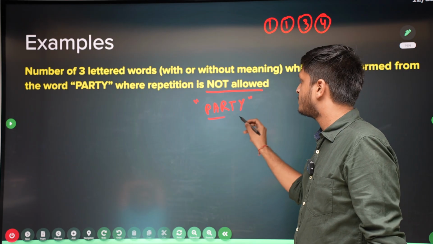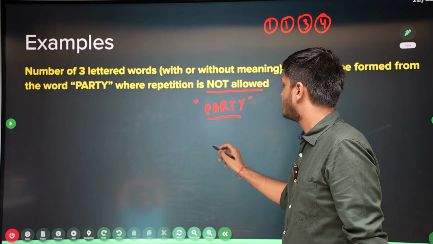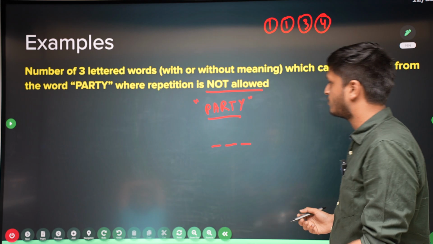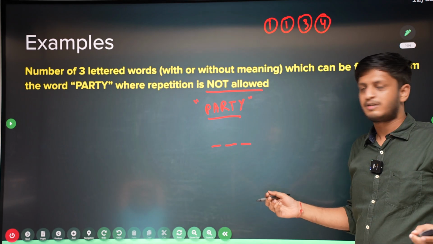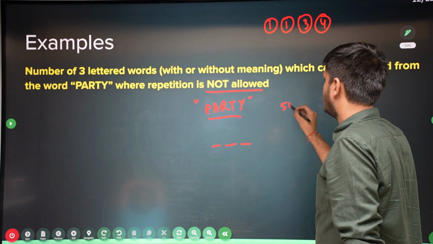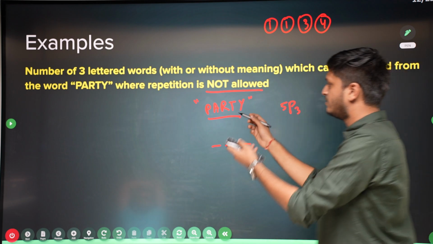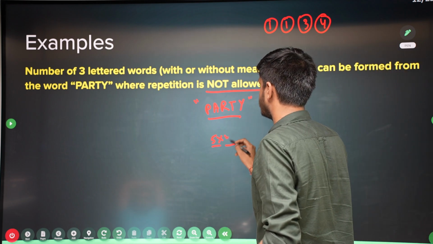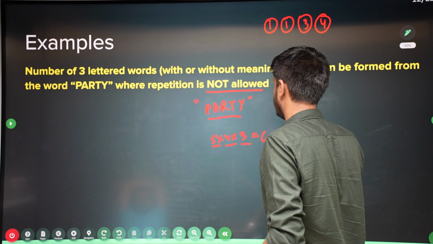You have to arrange 5 objects in three places. You have to find 3-letter words, right? So you have to just arrange 5 letters in 3 places. Very easy, 5P3. Again, instead of going with the formula, just do it like this. You have 5 options, 4 options, 3 options, 60.